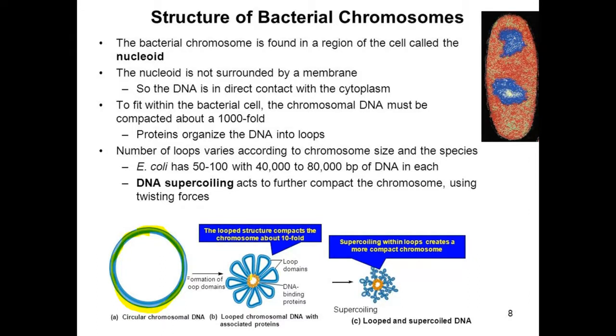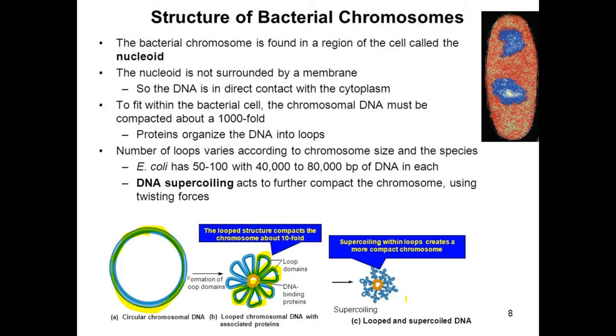So what happens is there are proteins right here. These are DNA binding proteins. And they bind to the DNA and cause it to loop out, kind of like a flower. It's a very pretty looking little flower, right? And then those are further twisted into what's called supercoiled DNA. And that's how it can be very, very condensed inside the cell.